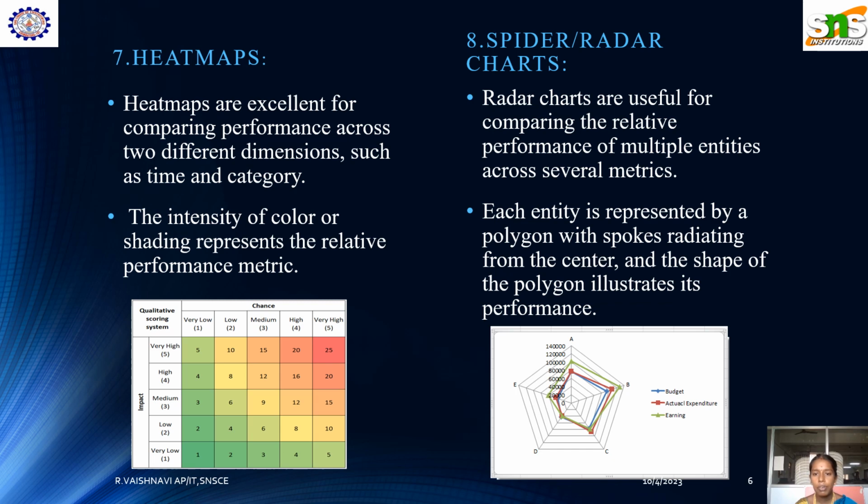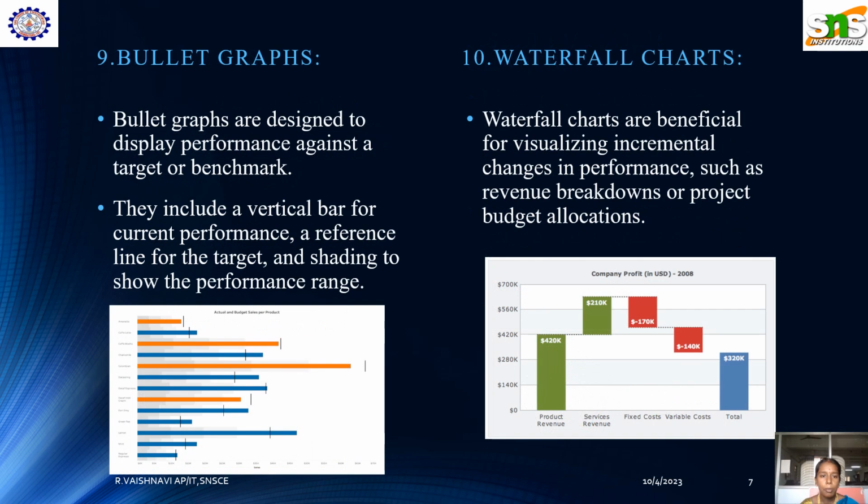Radar charts are useful for comparing the relative performances of multiple entities across several metrics. Each entity is represented by a polygon with spokes radiating from the center, and the shape of the polygon illustrates its performances. Next one is the bullet chart. Bullet graphs are designed to display the performances against a target or benchmark. They include a vertical bar for the current performances, a reference line for the target, and shading to show the performance range. Here we have the example.